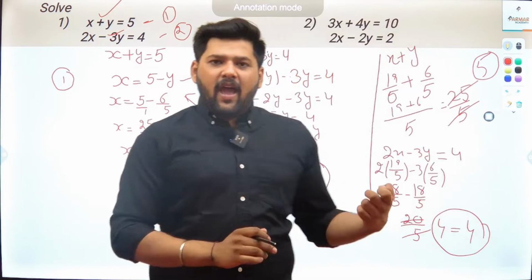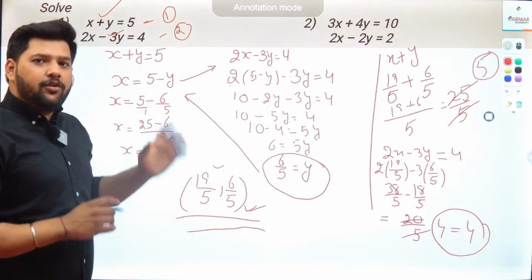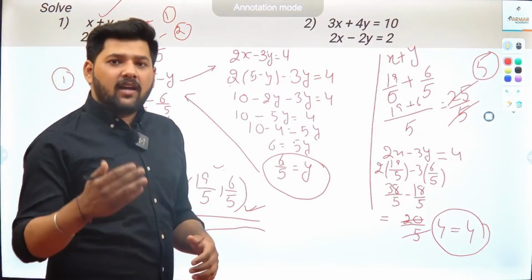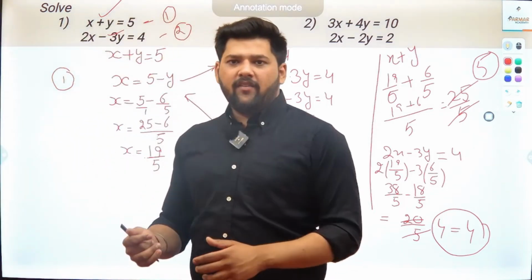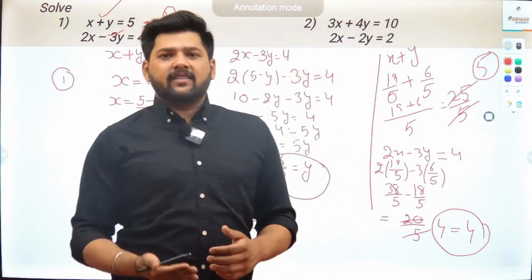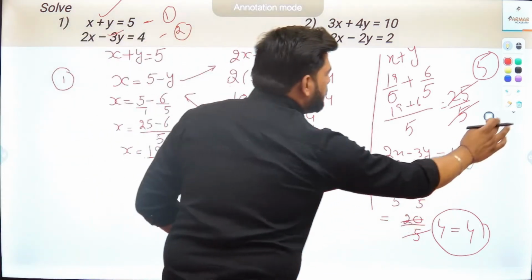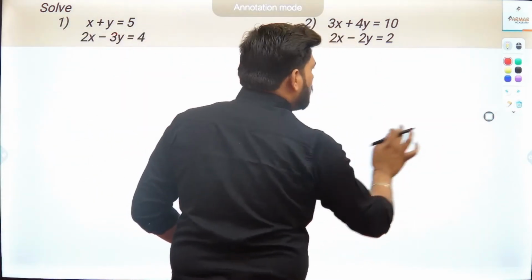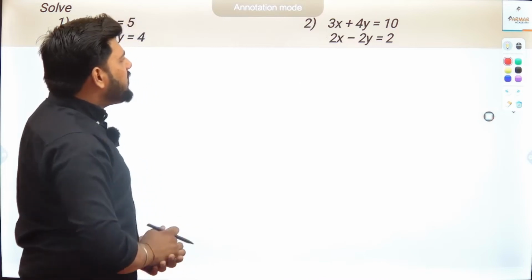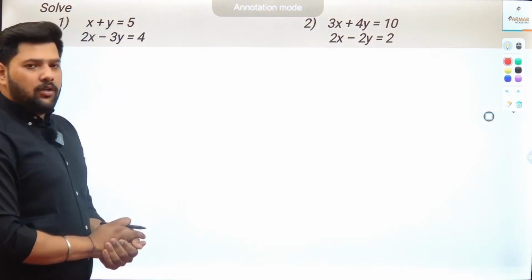Now, we have a single solution. So, this system has a unique solution, and the lines are intersecting lines because we have a single solution. So, this system represents intersecting straight lines. Now, the second question is 3x plus 4y equal to 10 and 2x minus 2y equal to 2.